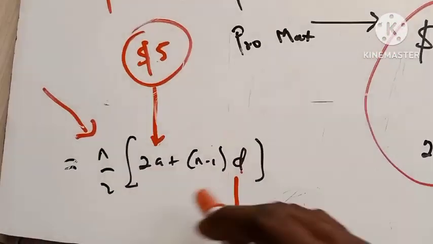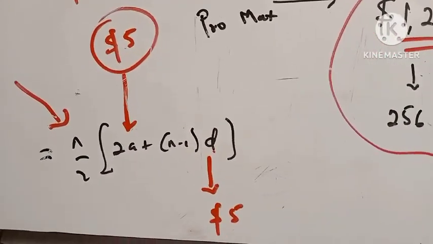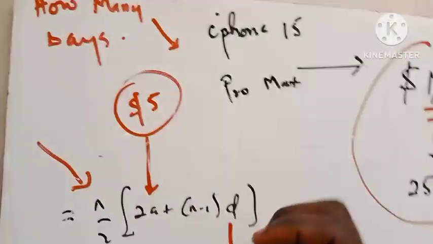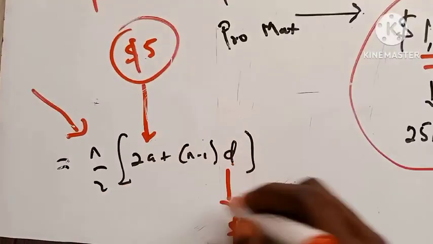Now this is a very simple formula that we use in the process of saving for this particular product. You don't need to memorize this formula.